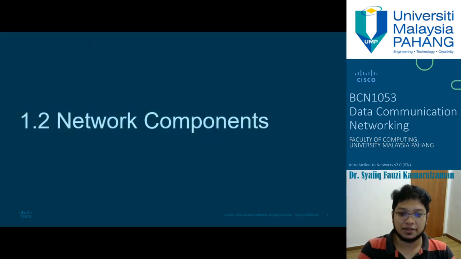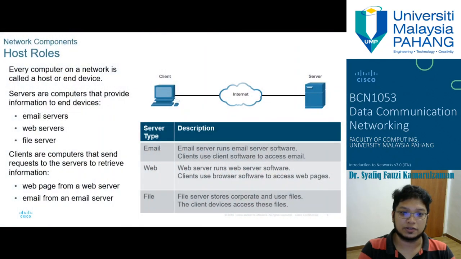So basically, what is a network? If you look at the network components, every computer on a network is called either a host or an end device. So host and end device are components inside a network. Servers are computers that provide information to end devices, such as email servers, web servers, file servers, or any type of computer server that you have. Clients are computers that send requests to the servers to retrieve information. You might be familiar with the email server, web server, or file server, which you use a lot these days in your Google account or something like that. They are part of our network components that comprise hundreds or thousands of gigabytes of data space in the internet.